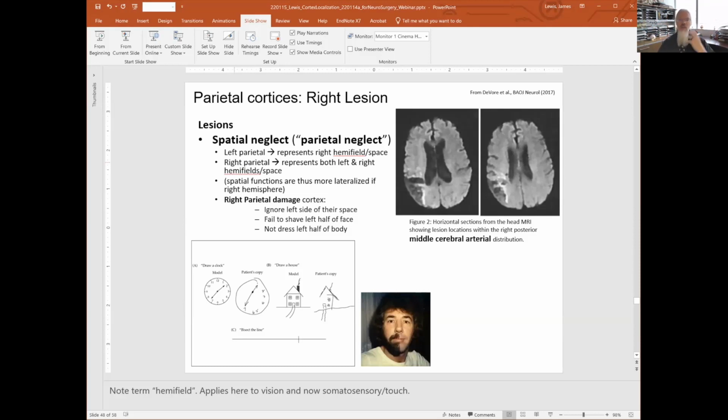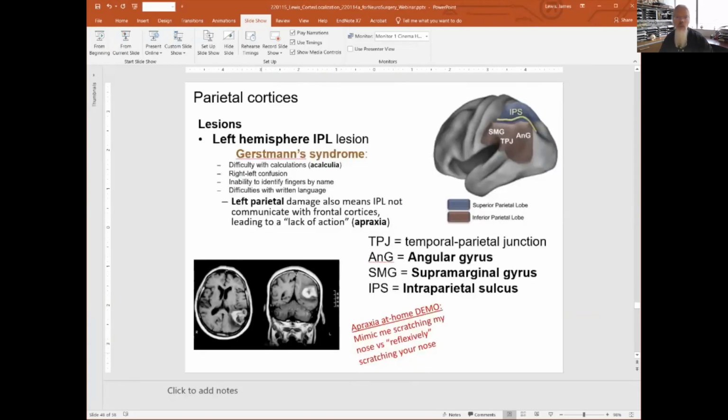They may fail to shave the left side of their body. They may not dress the left side of their body. They may not eat from the left side of a plate. And these are some classic examples: asked to draw a clock, they completely ignore the left side. Draw the picture of this house, they ignore most of the left side of the house. Bisect this line into 2 equal halves, they're way off due to this parietal neglect. And Gerstmann syndrome is what you associate with that.